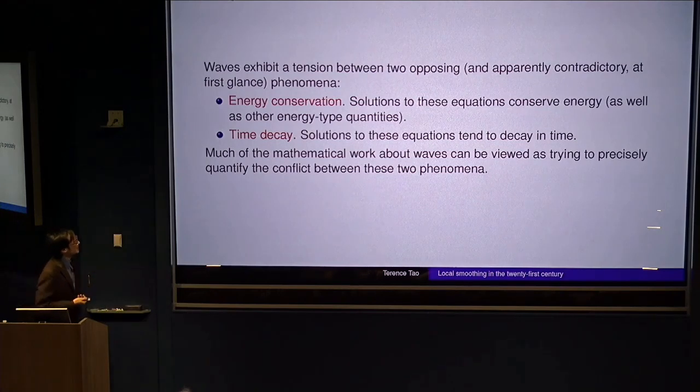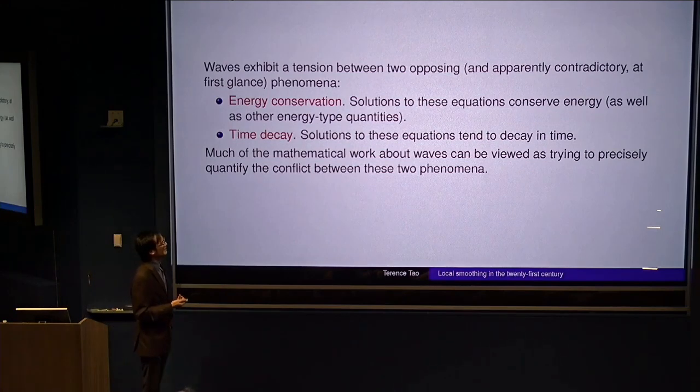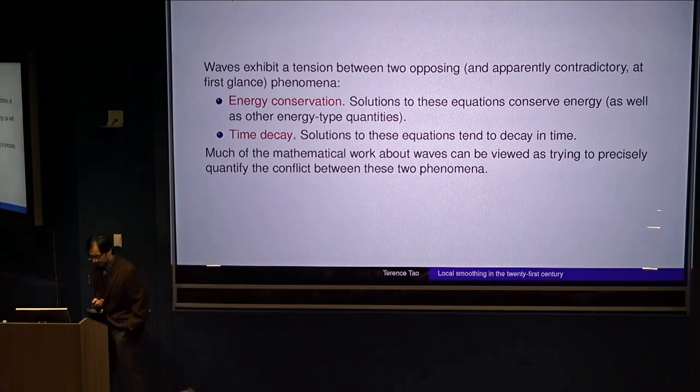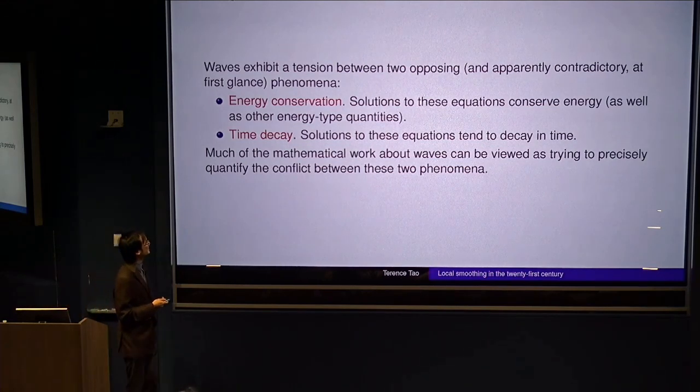And these two facts are kind of contradictory. How can something be both conserved and decaying? Quantifying exactly how these two phenomena interplay with each other, I find, is a common theme in the subject. Although when formalizing exactly what that means, you kind of lose this intuition and you just see lots and lots of math. But this, I think, is one of the basic fundamental features of waves.